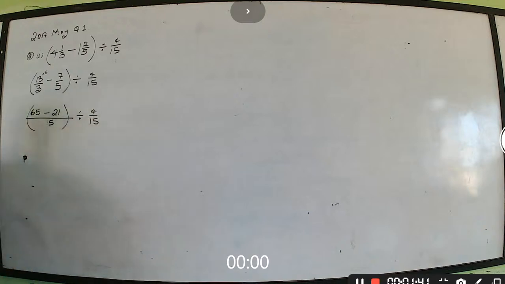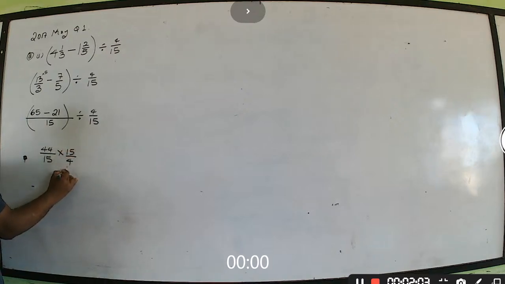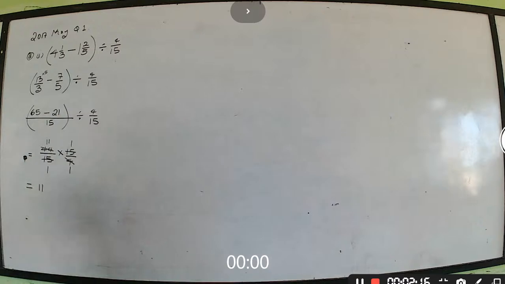Notice that I do not remove the bracket until I'm finished with what's inside. When you subtract this way, you get 44 over 15. Change the division sign to multiplication and flip the fraction, so we have 15 over 4. 15 cancels 15. 4 into 44 is what? Did you get 11 for the answer? You get 11, you're good?